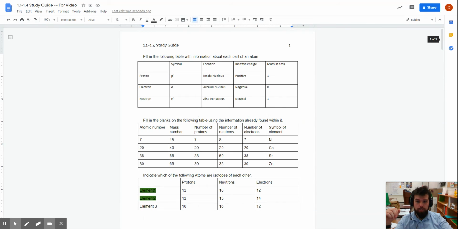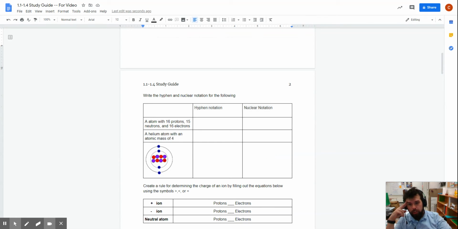Boom. We are 3 for 3. All right. So an atom with 16 protons, 15 neutrons, and 16 electrons. And I need to write the hyphen notation for it right there. Well, what is hyphen notation? It's the name of the element and then the mass of the element with a little hyphen in between.